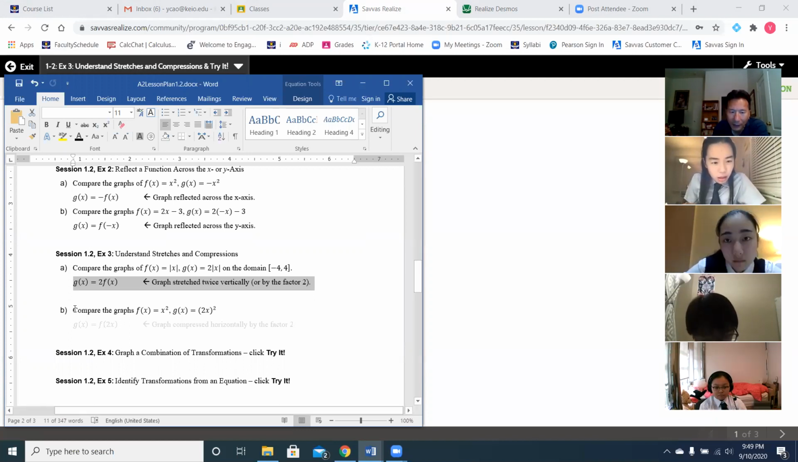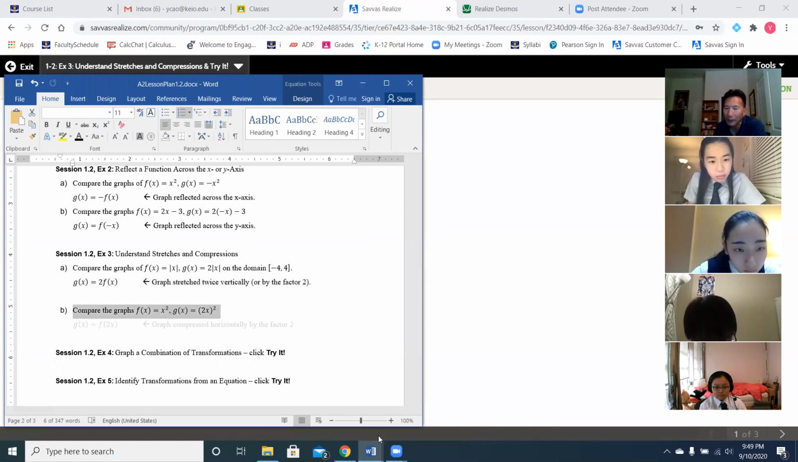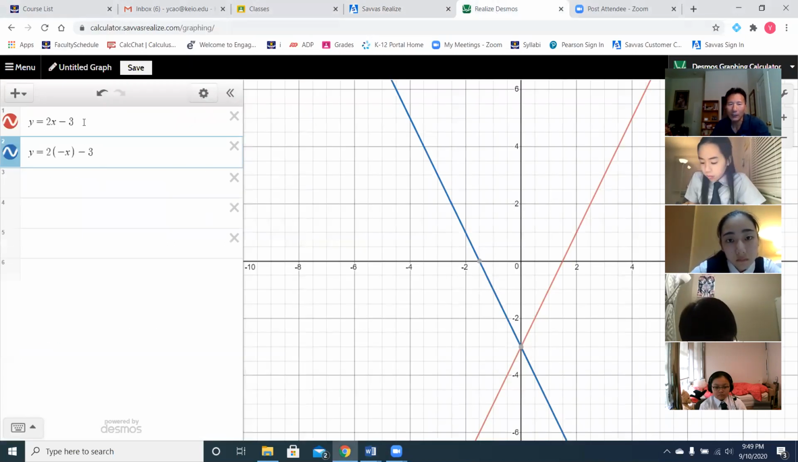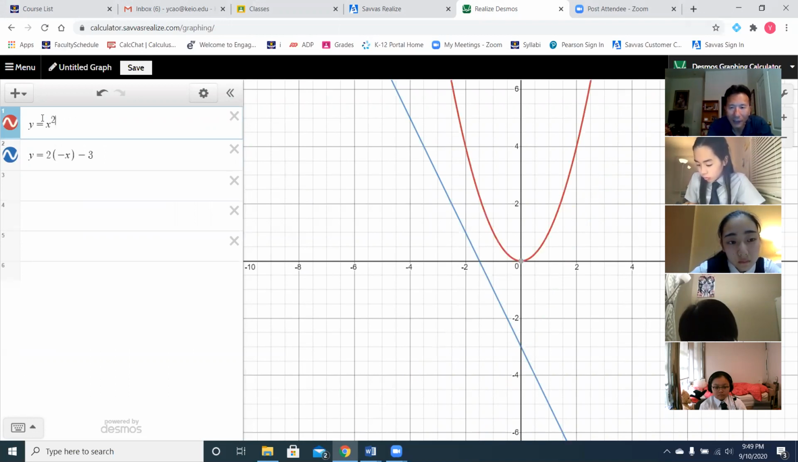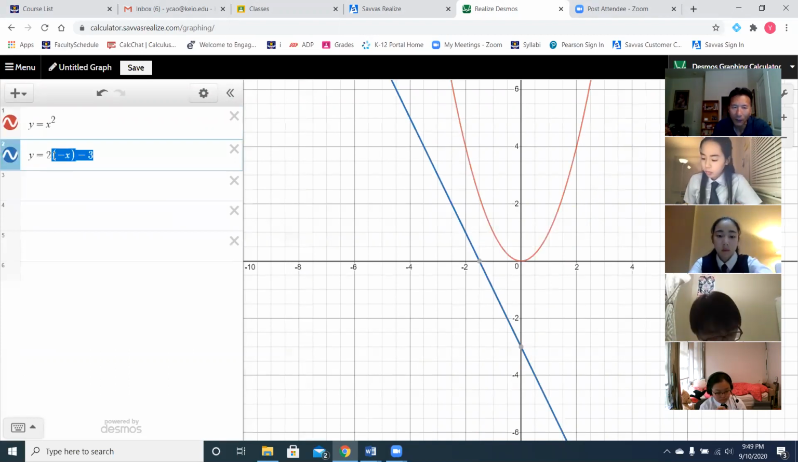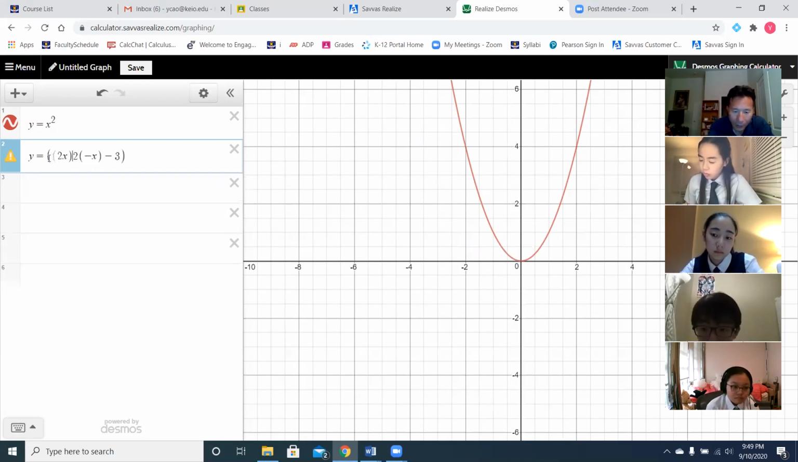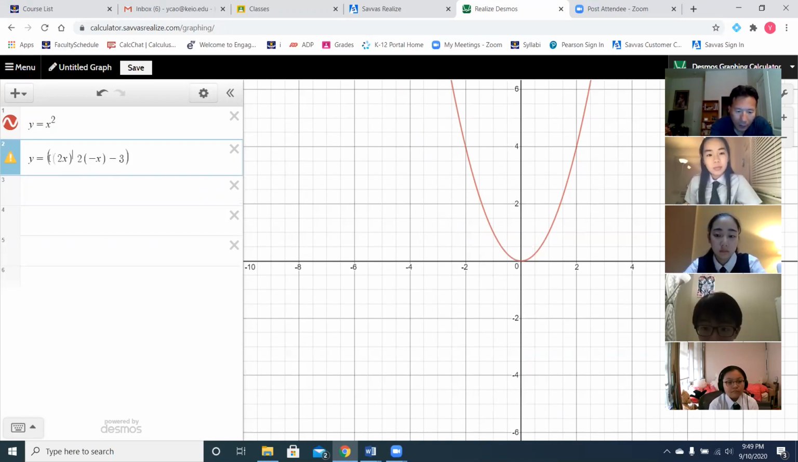Now let's look at the second one. Compare the graph of this one and this one. Let's see what happens. We're going to graph that one, use our tool. One is y equals x squared, right? We like x squared because x squared is easy for us to demonstrate something. Another one is y equals (2x) squared. I did too many things here.